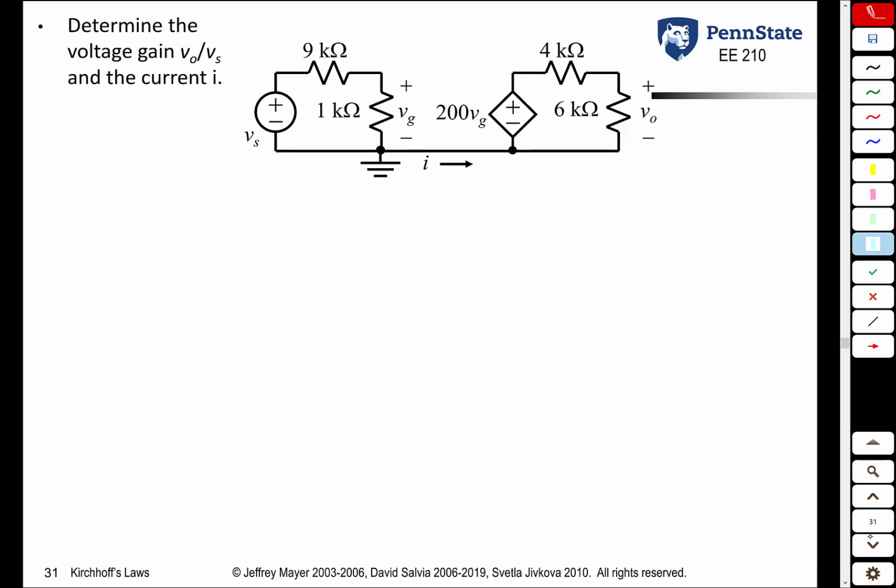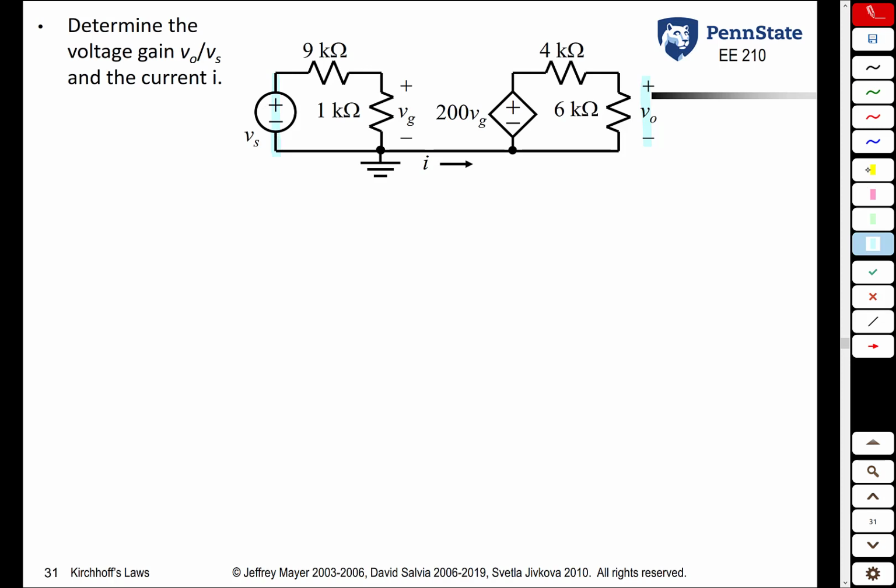Let's look at another example here. Here we want to determine what we call the voltage gain. Voltage gain is something we haven't talked about much yet, but it is a ratio of an output voltage, in this case the voltage across the 6 ohm resistor here, divided by an applied voltage. So a gain is usually a ratio. Because it's a gain, it's going to be dimensionless. It's just going to be a number.